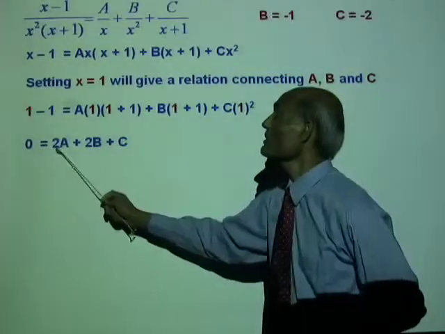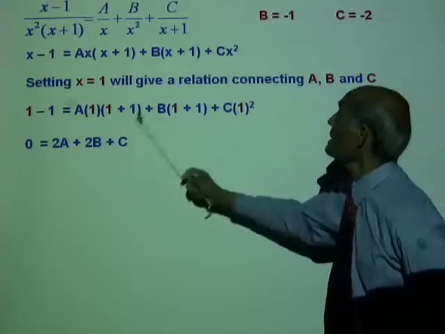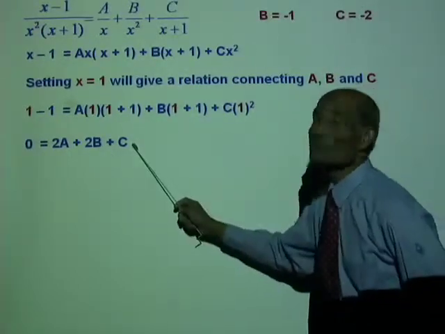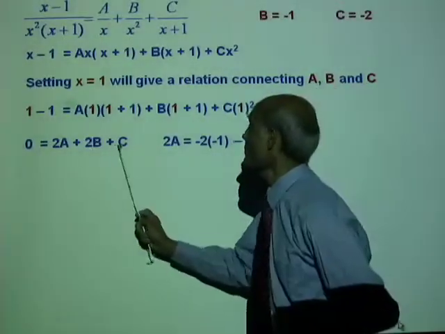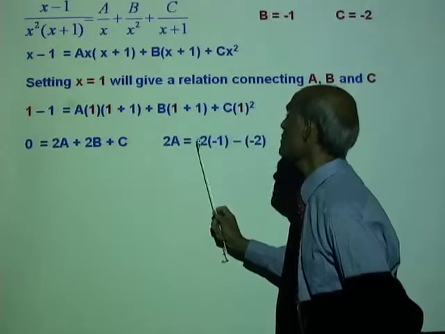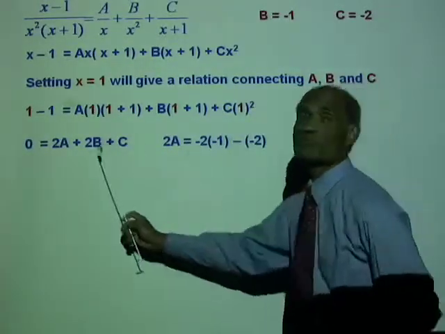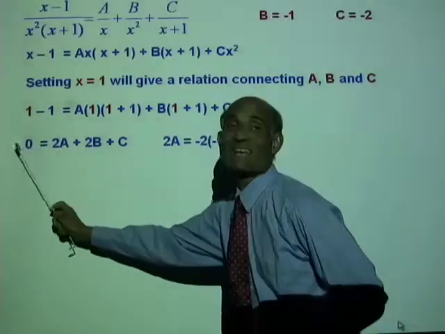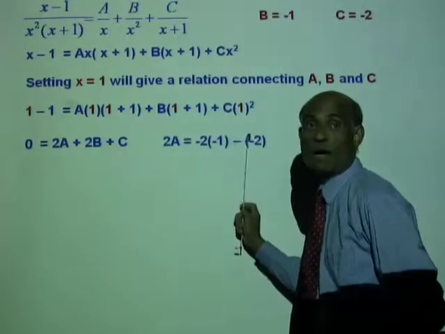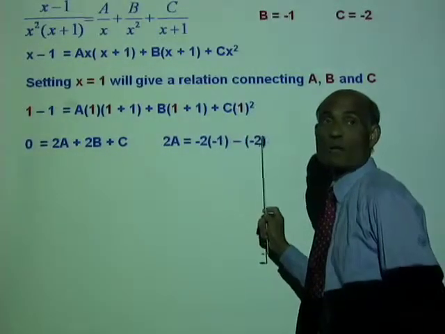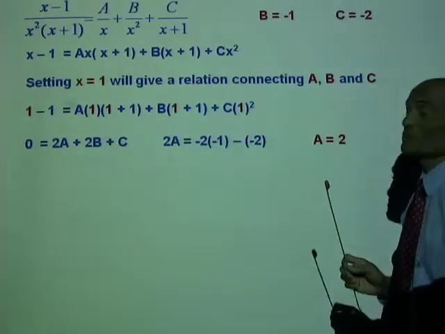That's right. So 0 equal to 2a plus 2b plus c, and b equal to -1, c equal to -2, and therefore we find a. We get 2a equal to negative 2 times negative 1 minus negative 2. I wrote 2a equal to negative 2b minus c. Negative 2b minus c, b is negative 1, c is negative 2. And that gives you a equal to 2.